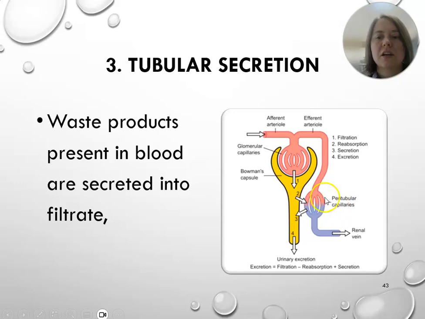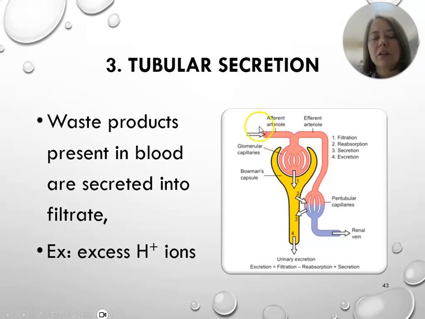Our third and final phase is tubular secretion. So waste products that are present in the blood are secreted into the filtrate. So your body says, oh, we're going to get rid of all these extra things we don't want, and it puts it into the urine. For example, some excess hydrogen ions go into the urine.